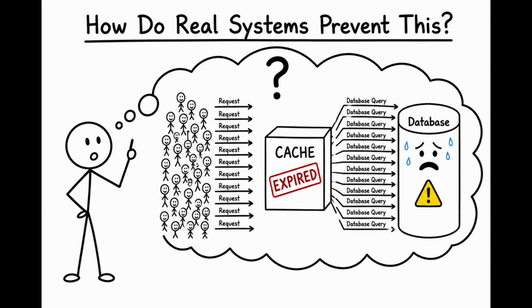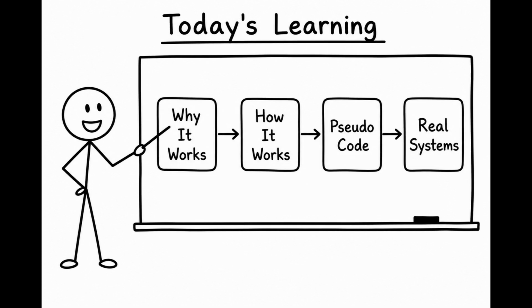But now an important question appears. If this problem is so common, how do real systems prevent it? That is exactly what we're going to learn today. And by the end of this video, you won't just know the solution. You'll understand why it works, how it's implemented, and when it's used in real backend systems. Think like a backend engineer.